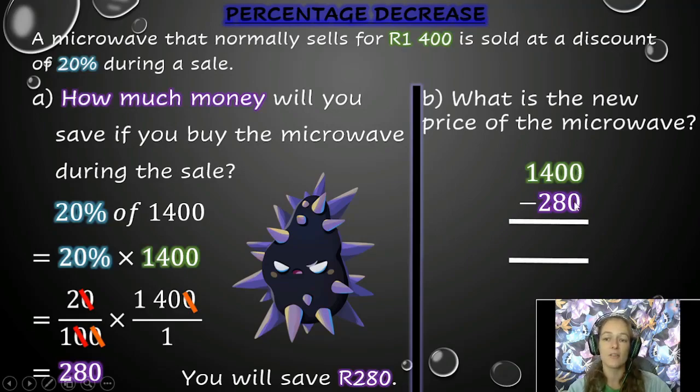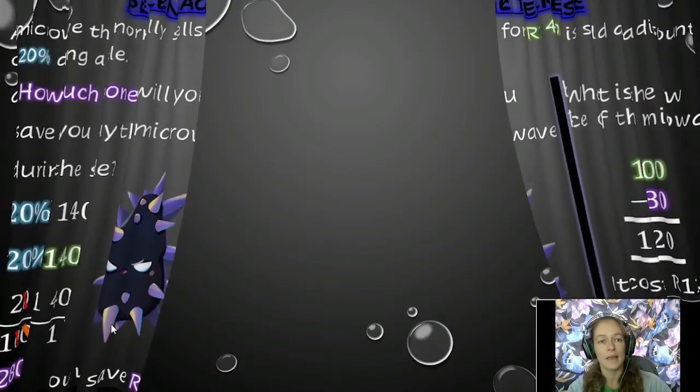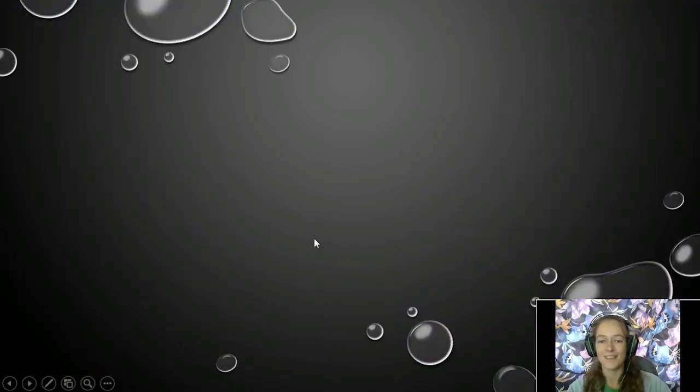But we're going to say 0 minus 0 is 0. When you try to subtract 8 from 0, you can't. So you borrow 1 from the 4 and add that little 1 there. Now we have 10 minus 8 to be 2, 3 minus 2 to be 1, and the 1 minus 0 to be 1. So our microwave at its discounted price is 1,120. A nice saving. Yeah. Anyway, that's increase and decrease.